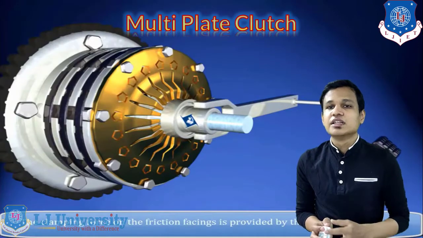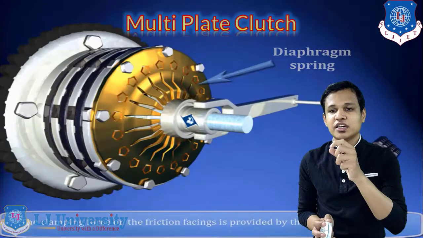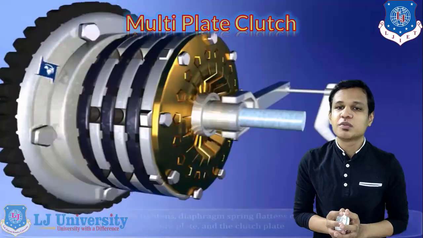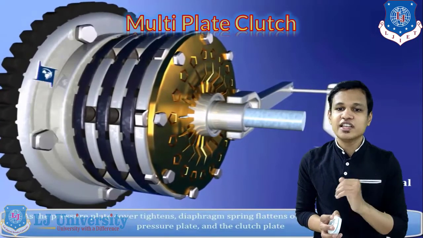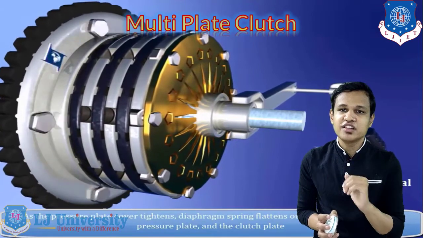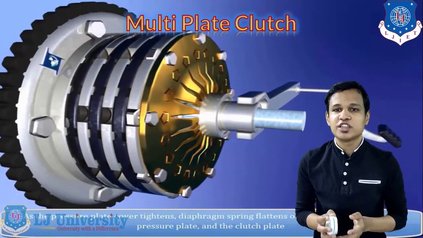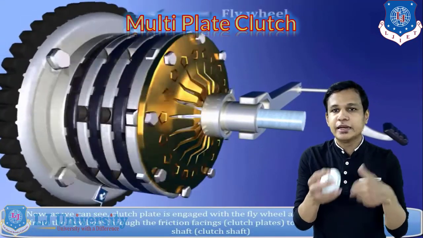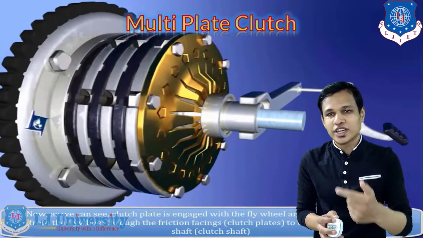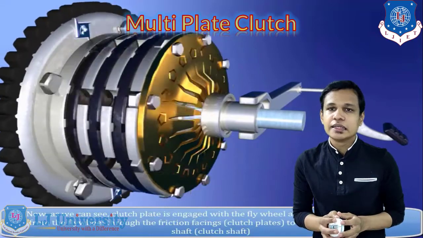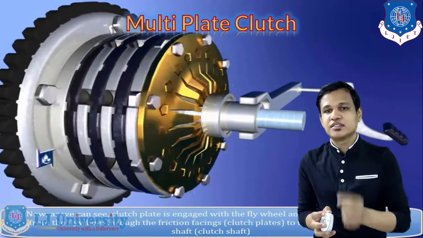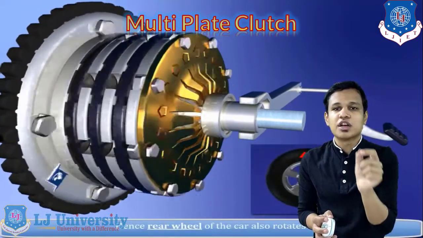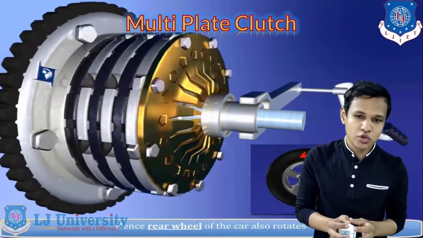Right, you can see that with the diaphragm spring we have connected our number of clutch plates. This is a diaphragm spring which is generally used in case of the single plate or multi plate clutch. Whenever we release our pedal, the clutch will be engaged, which means the diaphragm spring will push our clutch plates inward so that all will be in contact, and because of the friction created between the clutch and pressure plates, the rotation will be transmitted further towards the gearbox. So this is simply the working of the single plate clutch as well. The only difference is that the number of clutch plates and pressure plates are more.